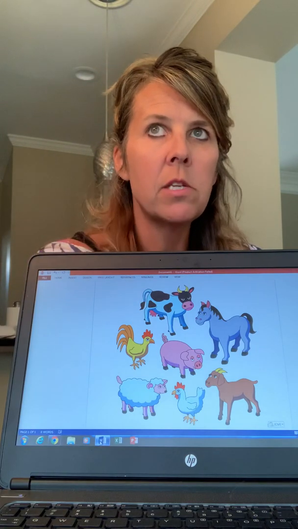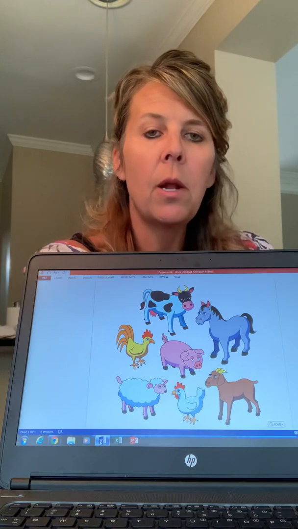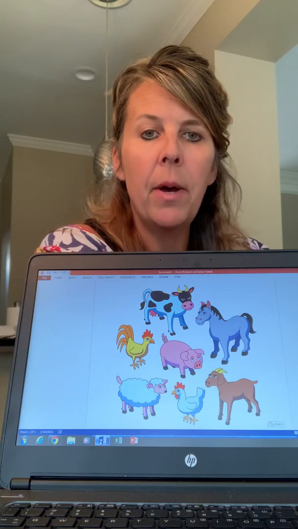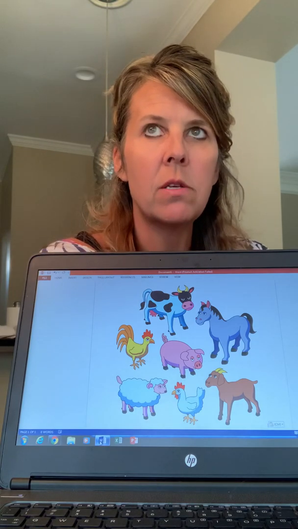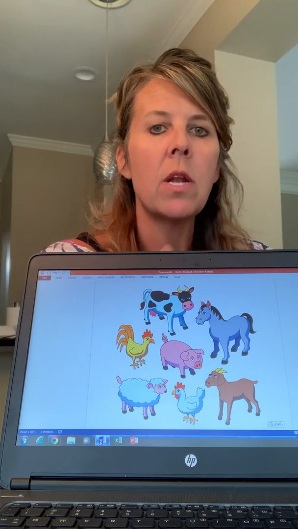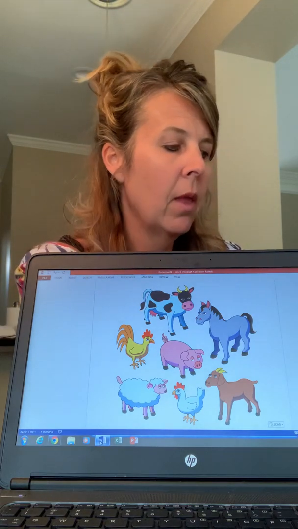And then I can write down, what else do we already know? You might know by looking at this picture that a pig lives on a farm. So use those great letter sounds. P, p. And then you might already know that a chicken. What is that sound? Ch, ch, chicken. That's right, it's the CH sound. So I'm going to write that down on our chart.